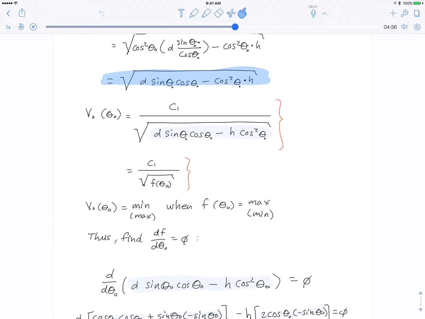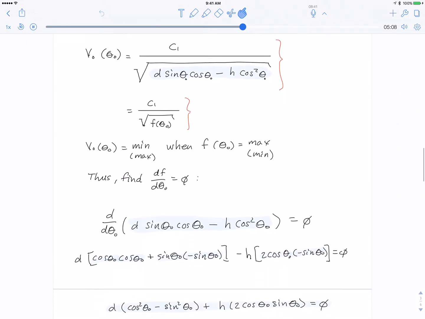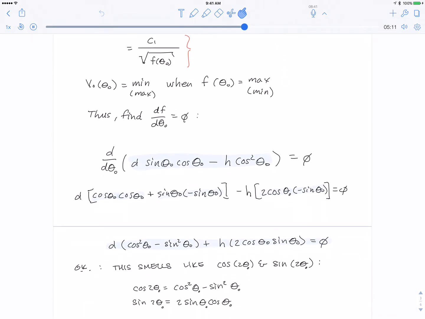V of theta will be a minimum when the denominator is a maximum. And so if we can find when the denominator is maximum, we'll get V minimum. So this now boils down to finding the maximum of f of theta. So I'm taking d by d theta, and again, f of theta is everything under this square root sign here. So we need to find the derivative of this and set it equal to 0.